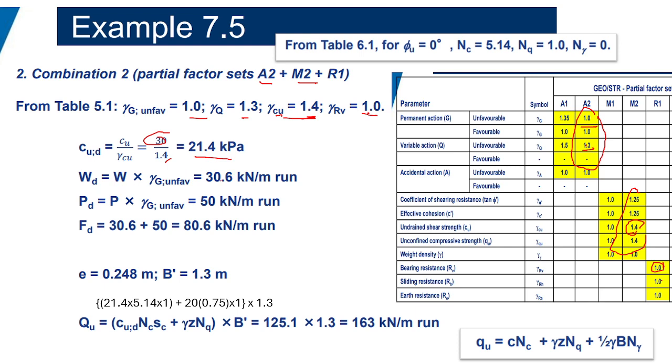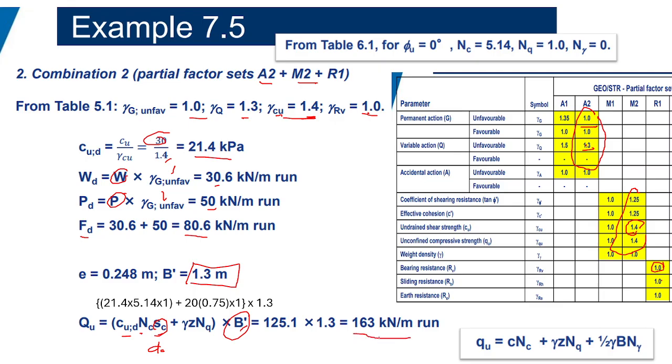Now the load, which is 30.6, but this factor is 1. The load is 50, and this is 1, so that becomes your 50. You get the total design actions. This FD is the design actions of 80.1. Now similarly with the previous one, we can calculate the eccentricity. And then the ultimate bearing capacity, again only for CU, NC, and SC. We don't consider DC and IC. Only SC, the shape factor, is considered. You multiply by the adjusted width, so we have this QU.